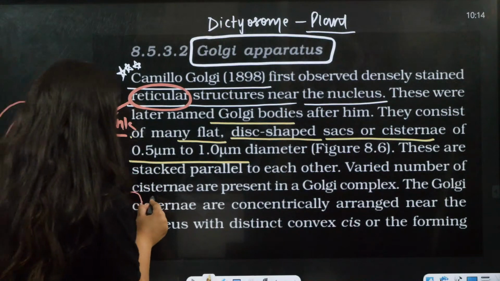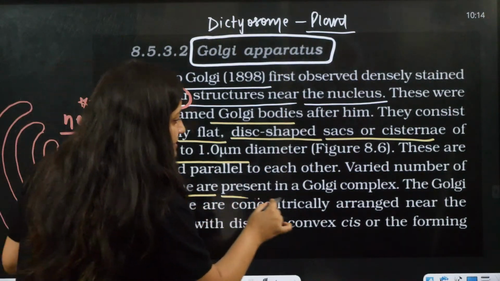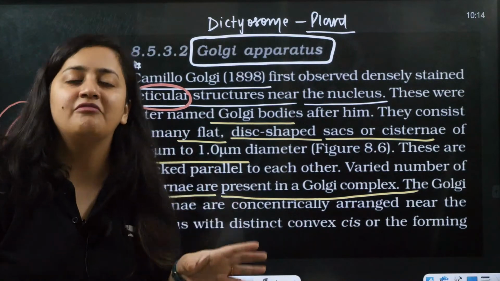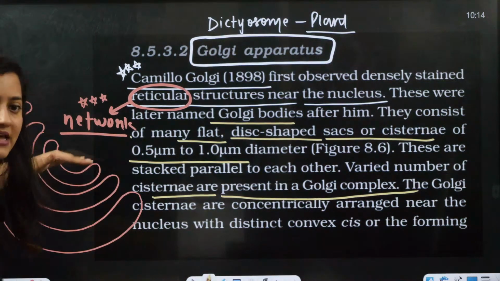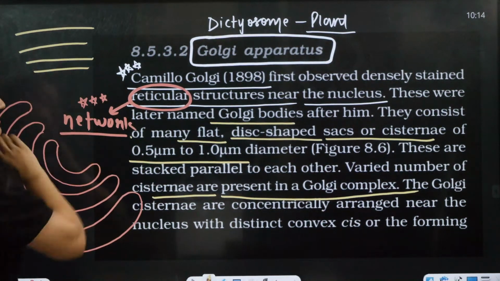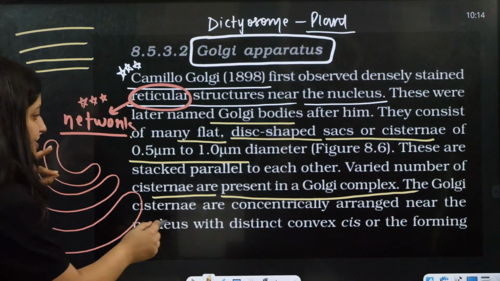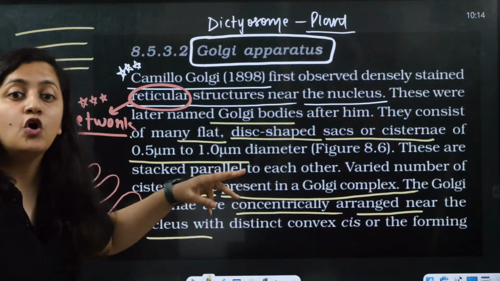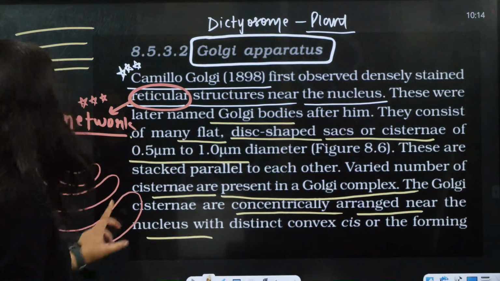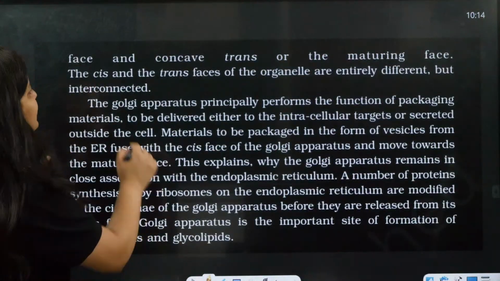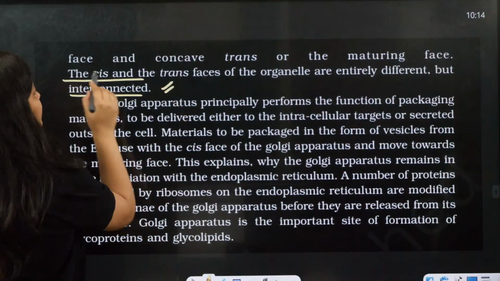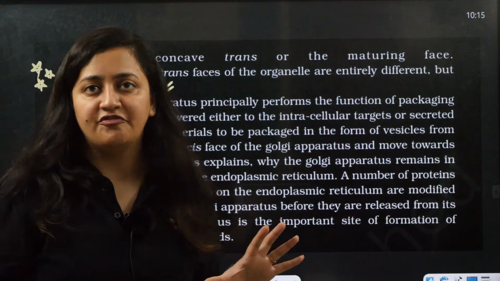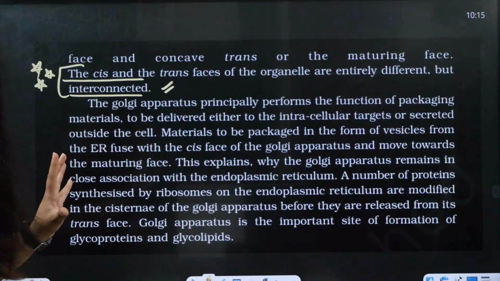So a varied number of cisternae are present in the Golgi complex. You cannot be sure that there will be 2 only or 3 only. It can vary, and they are arranged like this, 1, 2, 3. Golgi cisternae are concentrically arranged near the nucleus with a distinct convex or concave face. So convex is the cis or forming face, concave is the trans or maturing face, right? Both the faces are entirely different, but still they are interconnected.